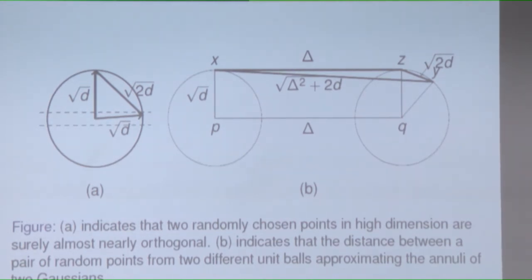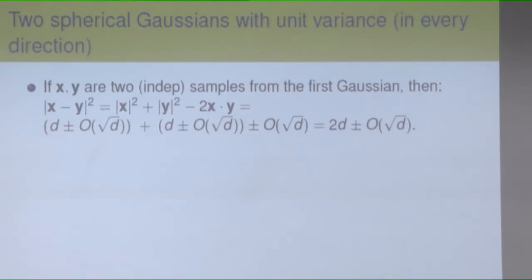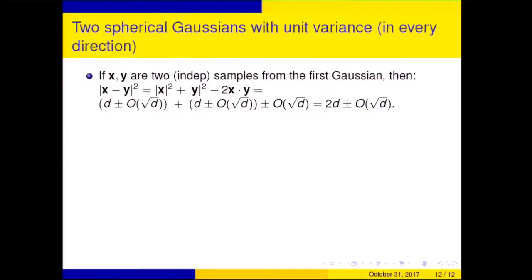Okay. So I worked this out on the next slide. That was a picture proof. This is a real proof. If x and y are two stochastically independent samples from the first Gaussian, I want to figure out what x minus y squared is. I expand it, right? I get x squared plus y squared minus 2x dot y. x squared is d plus or minus, by the Gaussian annulus theorem. y squared, also Gaussian annulus theorem.